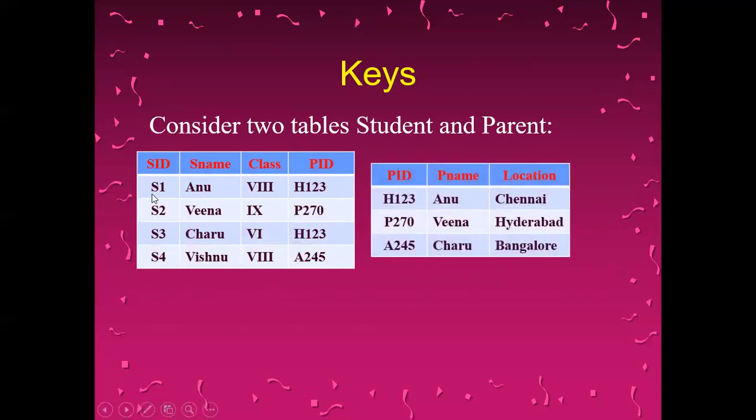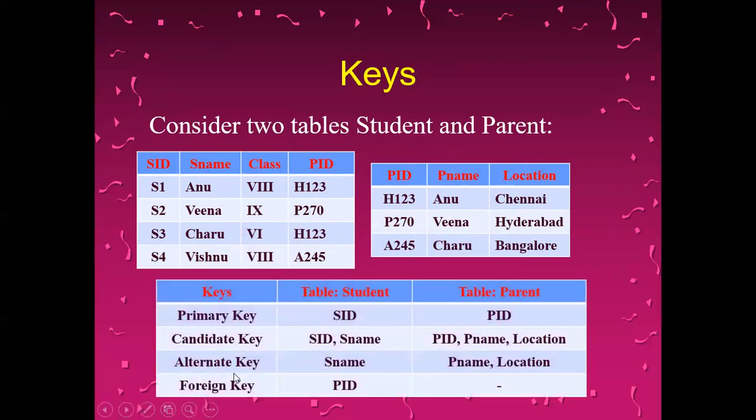In the table student, there are 4 columns: SID, SNAME, class and PID. And the parent table has 3 columns: PID, PNAME and location. So what could be the key? In each table we will look into it in detail.